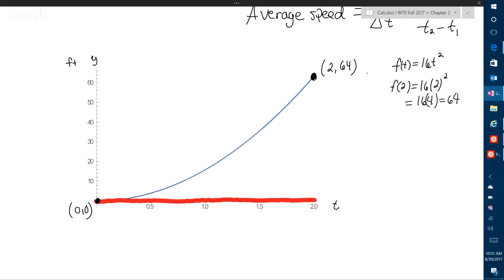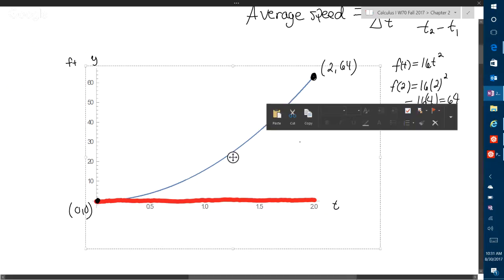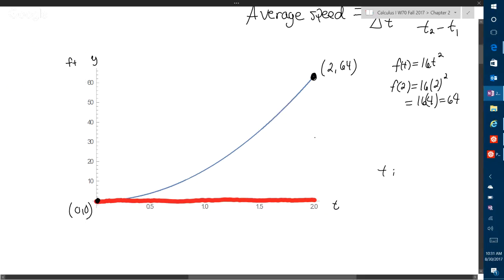Is that clear? Okay. So this interval that we're looking at, it's t from, see, the best way to do this would just be like this. t from 0 to 2. That's the interval that we're looking at.